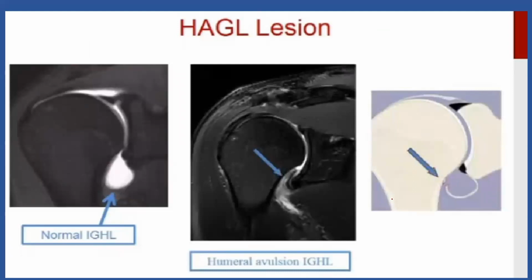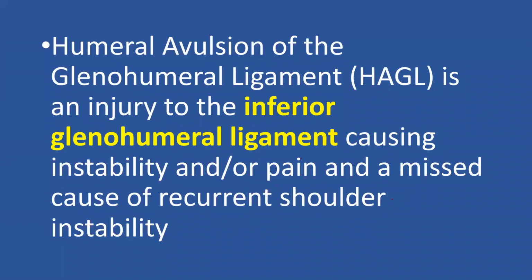What's a HAGL lesion? On the left side, you see a normal inferior glenohumeral ligament, which is intact. On the right side, you see that there is a grayish appearance on T2, suggesting that the inferior glenohumeral ligament is torn. This is a rupture of the inferior glenohumeral ligament of the shoulder. Humeral avulsion of the glenohumeral ligament, HAGL, is an injury to the inferior glenohumeral ligament, causing instability and or pain, and a missed cause of recurrent shoulder instability.